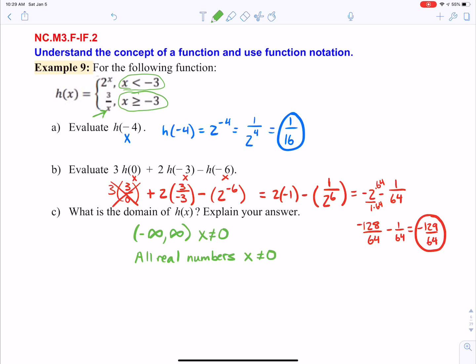And explain your answer. So let's explain any denominator cannot equal 0. We cannot divide by 0. So the denominator cannot equal 0. So again, in that second part of our function, that's where that occurred. All right, so that's it for example 9.